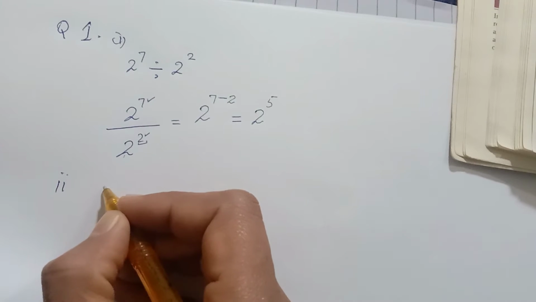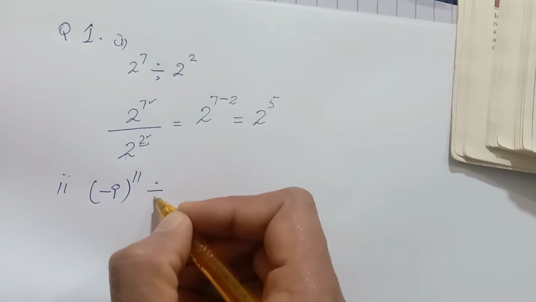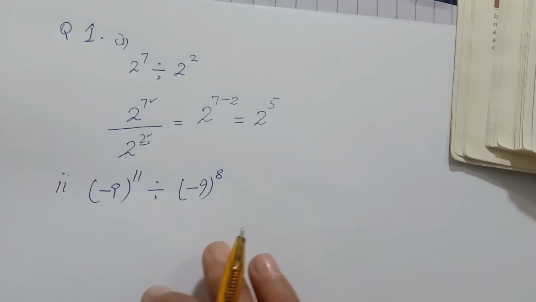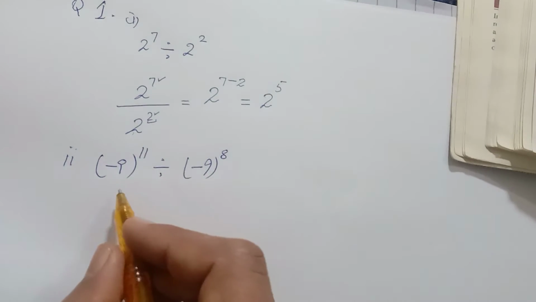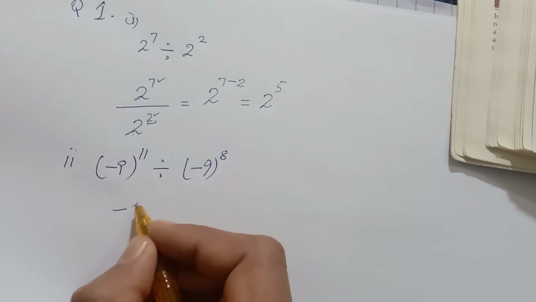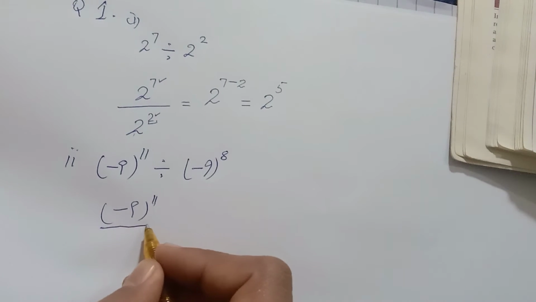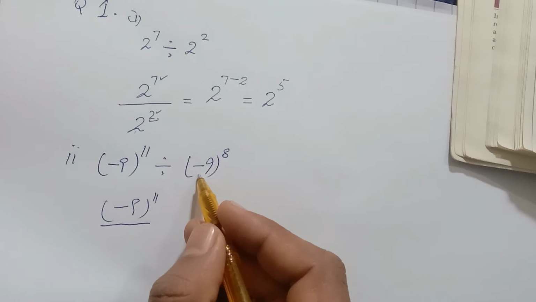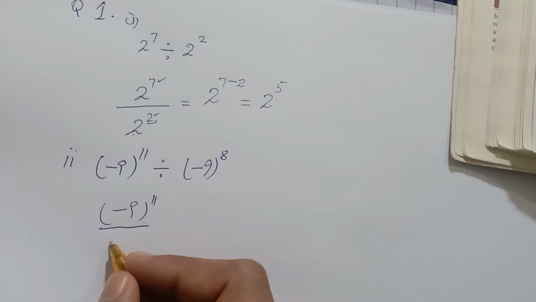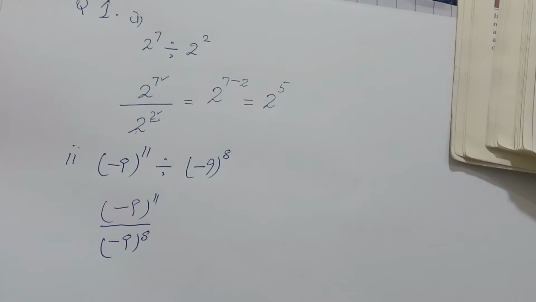Question number 2: minus 9 whole power 11 divided by minus 9 whole power 8. Now listen, average student, how to solve this question. In minus 9 whole power 11 the base is minus 9, and here is also minus 9, so the base is the same. The base is the same, and we divide by power 8.